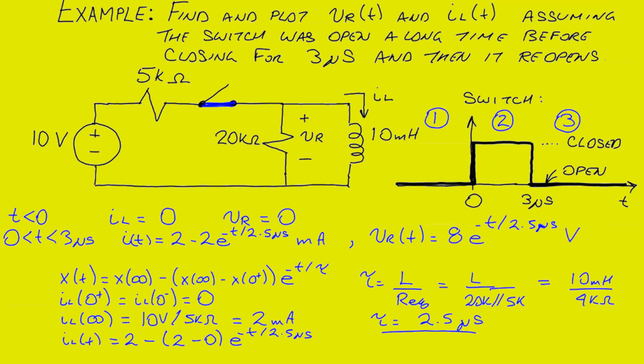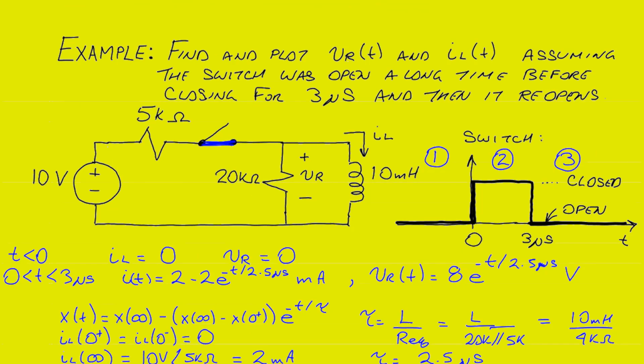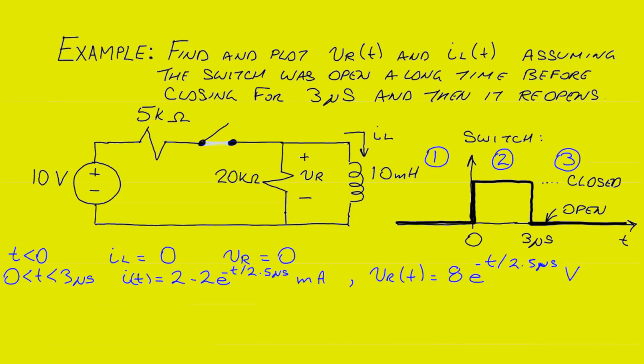Going back to the top, you can see during this time period the switch is closed, and our equations indicate that the inductor current will eventually head off to 2 milliamps, and the voltage across the resistor will eventually go to 0. During this time period, the circuit is unaware that the switch will open at 3 microseconds. Now we'd like to take a look at what happens after 3 microseconds. At 3 microseconds, you'll notice our switch is now open, and we're interested in what happens for t greater than 3 microseconds, and we want to evaluate what's going on in the circuit.